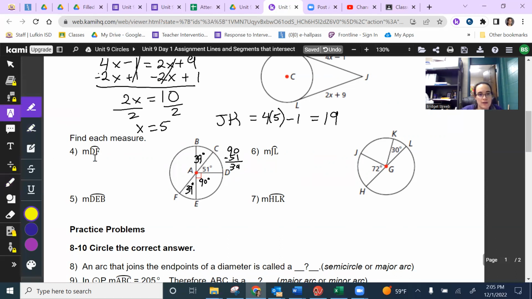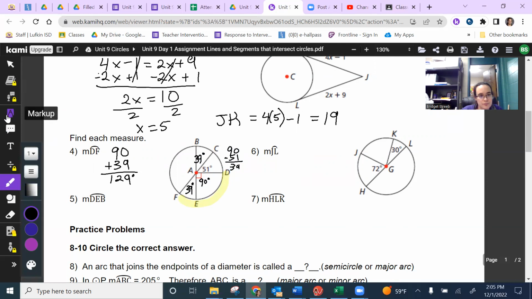So arc DF, always follow your letters. Shortest distance from one to the other. So D to F, we're adding 90 and 39. And that gets us 129 degrees.